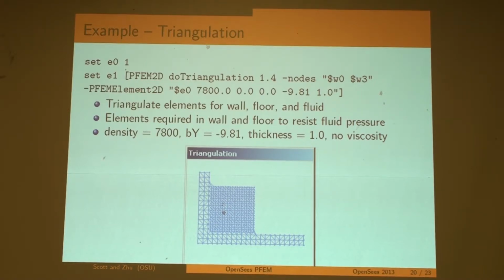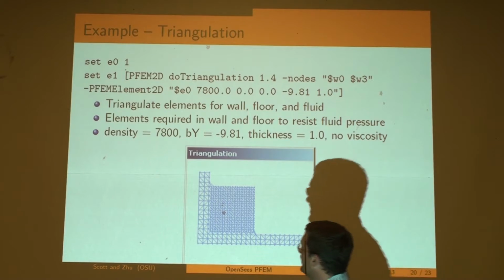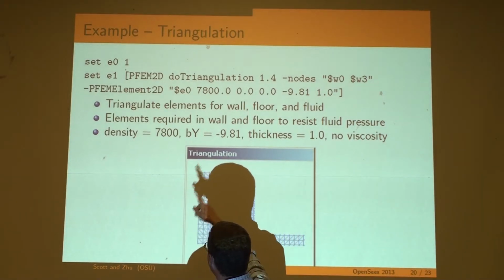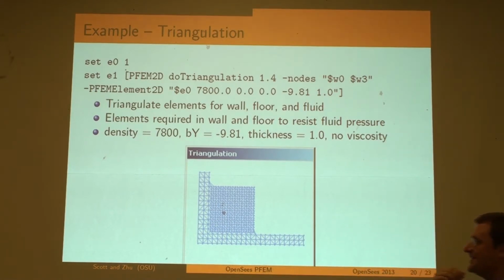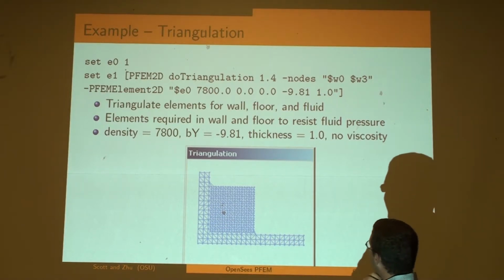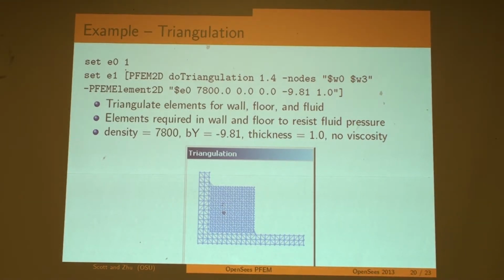And then create the fluid elements, PFEM element 2D, the starting element tag of E0, which is 1, where E is element. A density of 7,800 kilograms per meter cubed is probably where I got that from the water. And then the body force of negative G, and the plane thickness. So the numbers are kind of made up. Some of them are real, some are physically used. Okay, and note this constant.